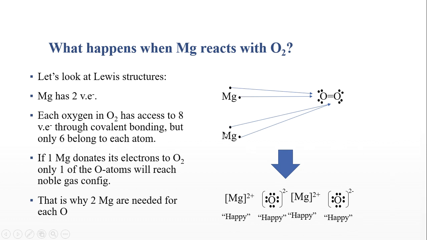So that's why we need 2 magnesiums for every oxygen molecule. And since ions are formed as the product and compounds are formed, we know that this involves a transfer of electrons.